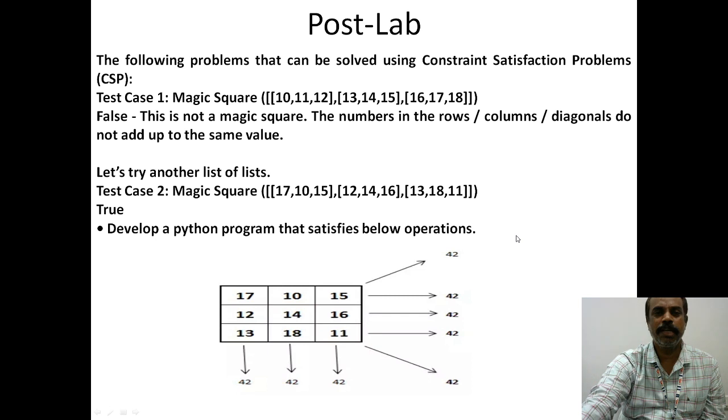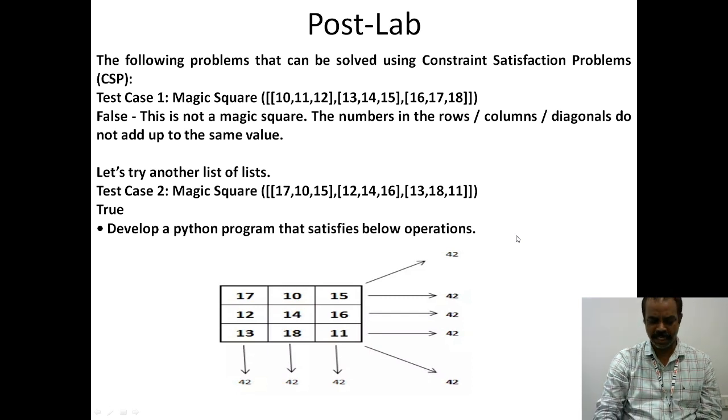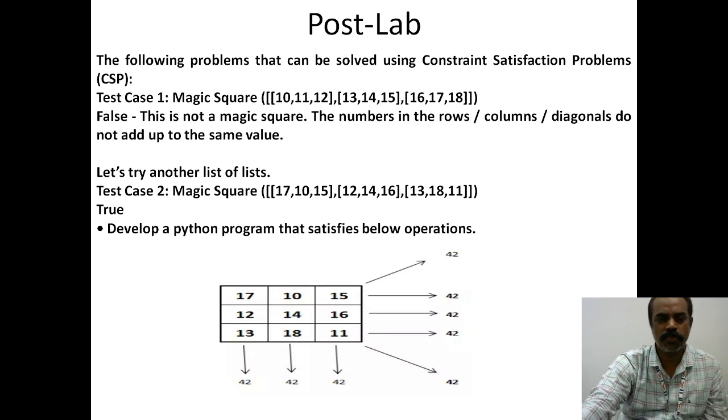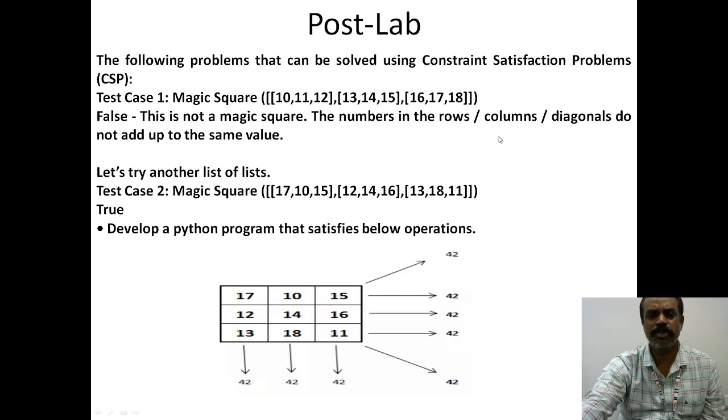Coming to the post-lab, this is again a constraint satisfaction problem. You might be aware of the magic square, which you come across in journals or weekly magazines. What does the magic square tell you? You consider the sum of the rows, the sum of the columns, and the sum of the diagonals. All the sums should be equal. Then only we call that matrix a magic square.